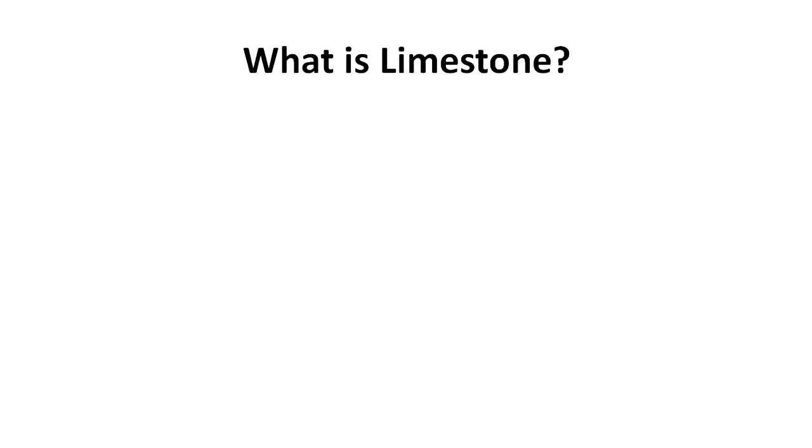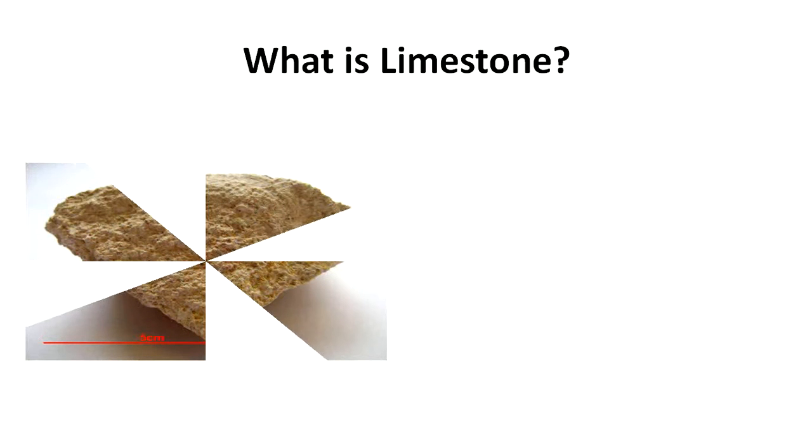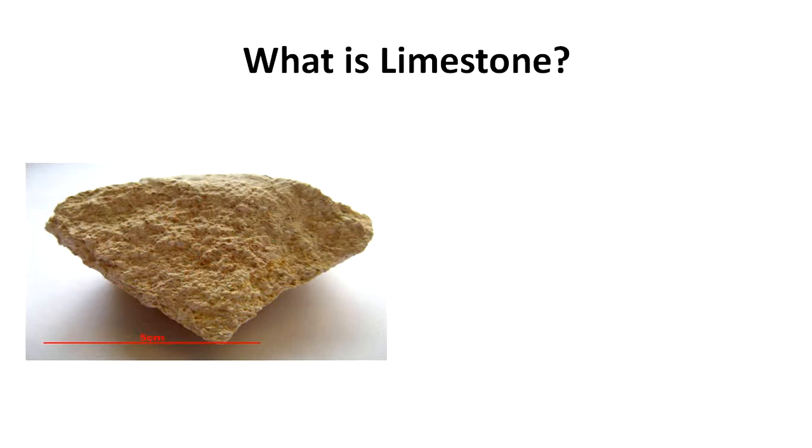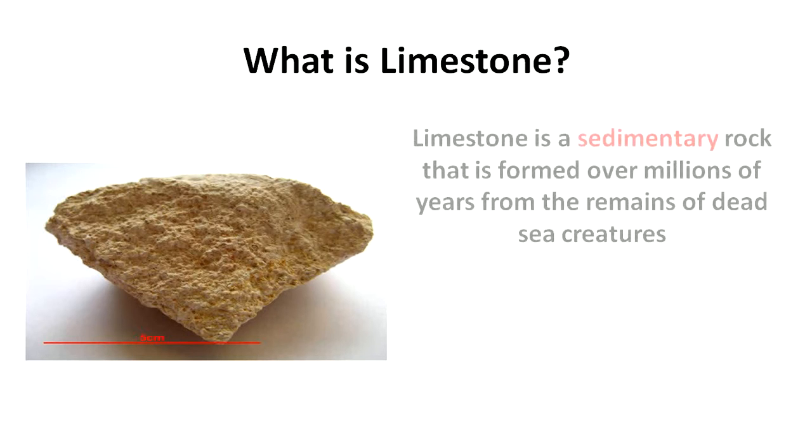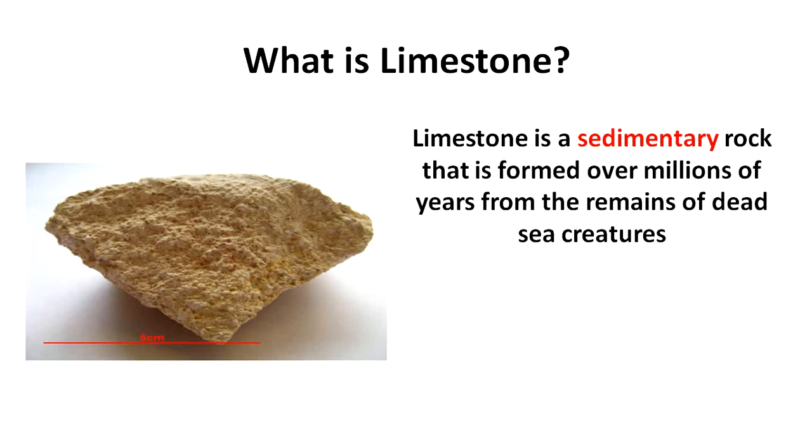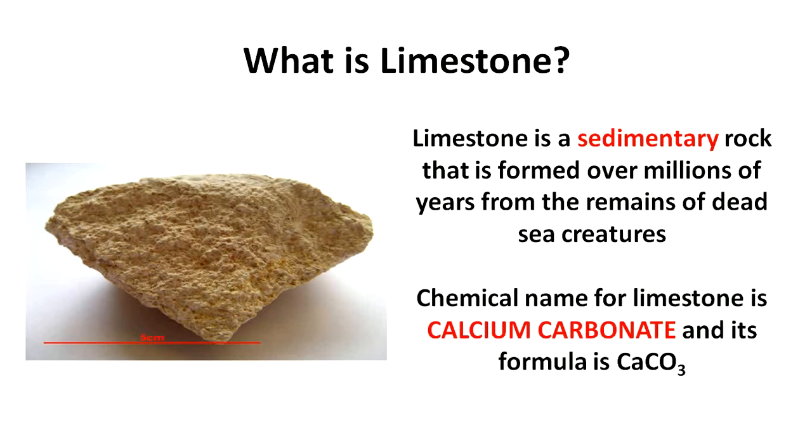What is limestone? This is a picture of limestone, and it is a sedimentary rock that is formed over millions of years from the remains of dead sea creatures. Its chemical name is calcium carbonate, and its formula is CaCO3.